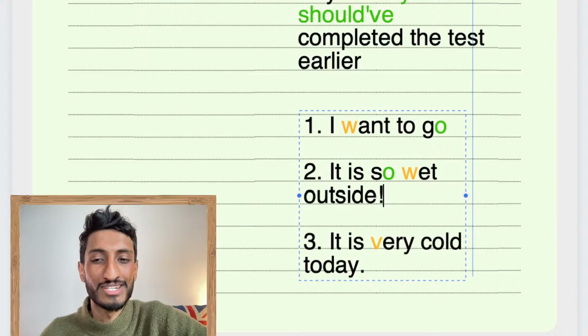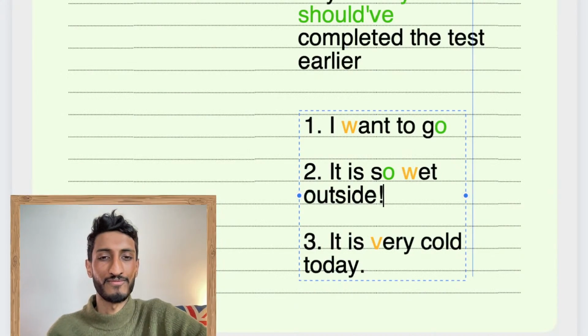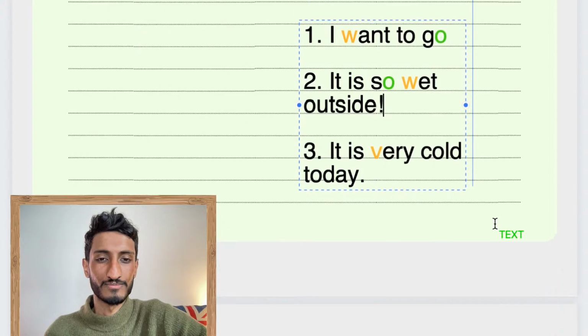Okay, all right. Oh yeah, there's one more linking and blending that I want to help you with. So let's go through that now.